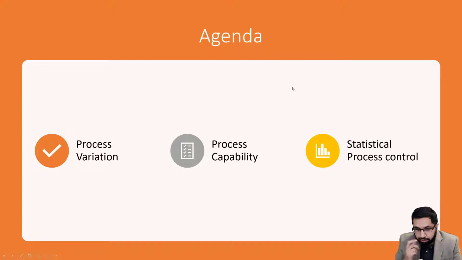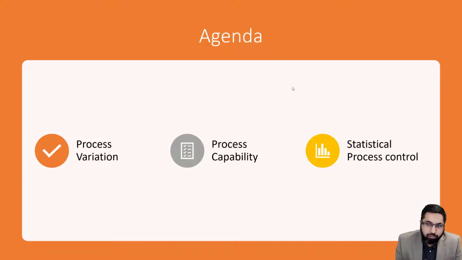So today we're going to talk about process variation. We saw last time that variation can increase defects, especially when we talked about Six Sigma. We're then going to talk about process capability first, and then statistical process control. A lot of textbooks will cover process control first and then talk about process capability.